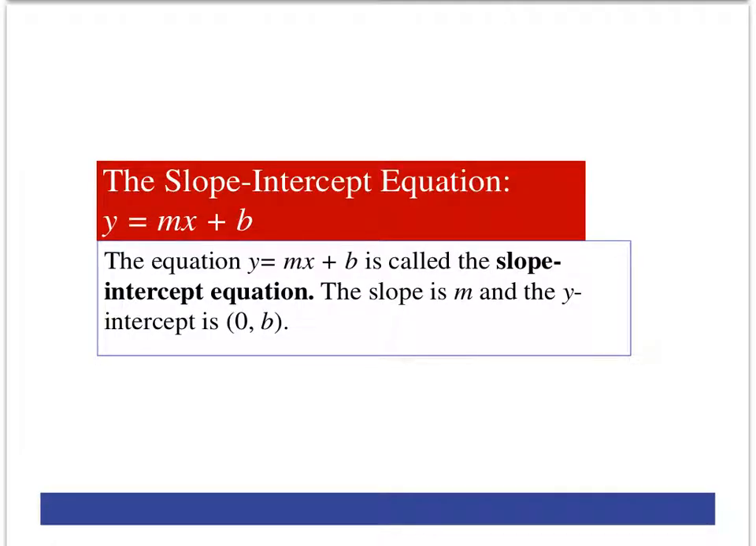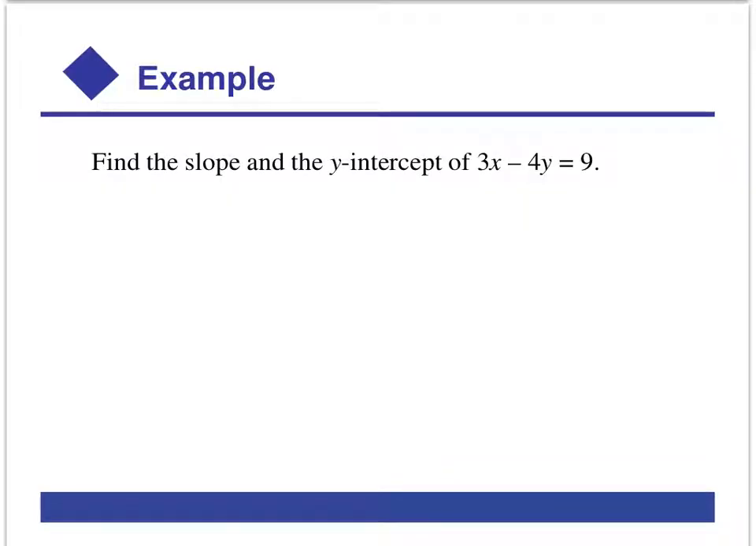Slope-intercept form is written as y equals mx plus b. The m represents the slope and b represents the y-intercept, where it's going to cross the y-axis. For example, it says to find the slope and the y-intercept. Well, it's not written in slope-intercept form, which is y equals mx plus b. So we need to rewrite this so that we get what we need.